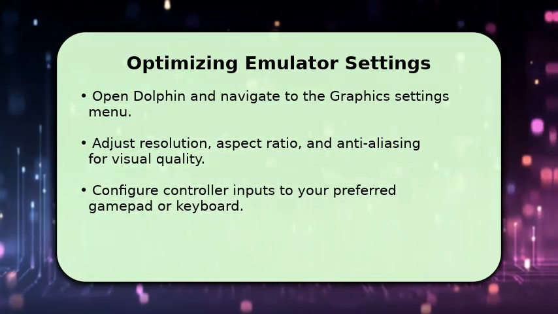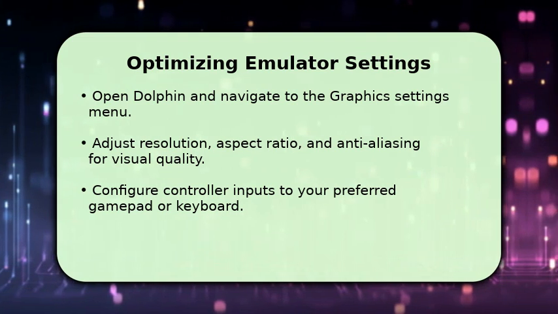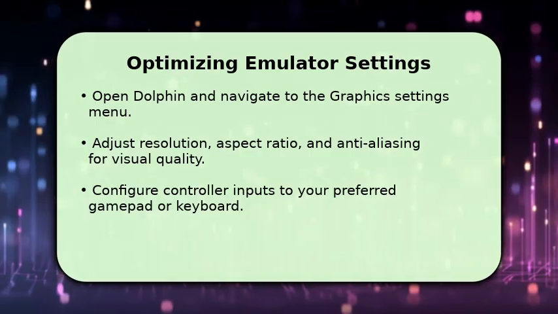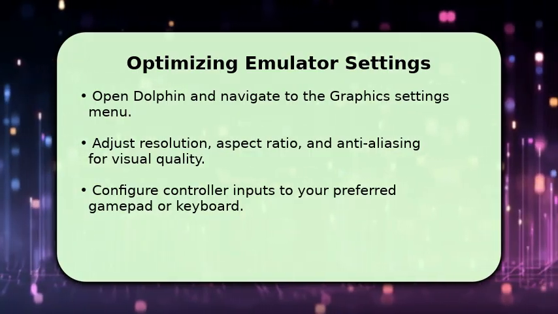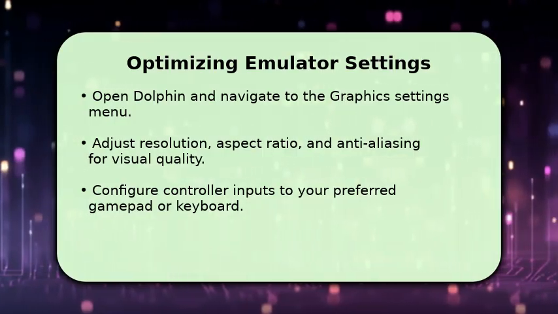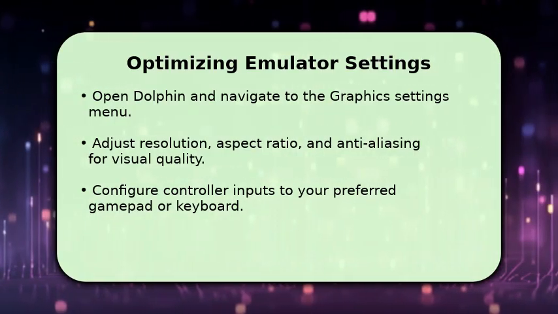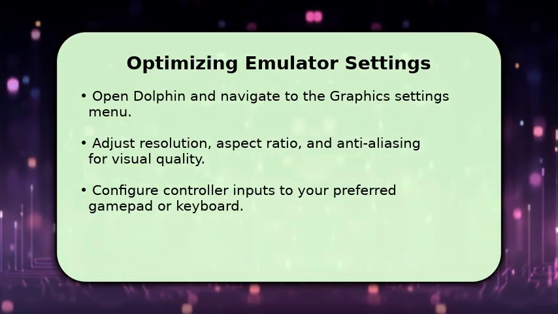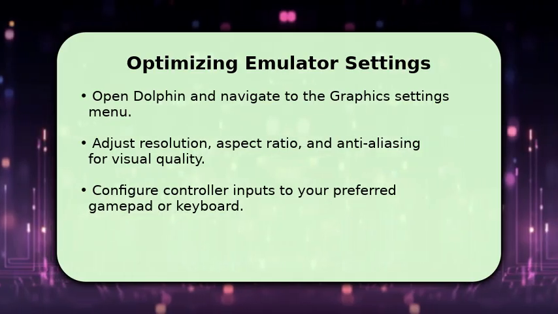Now, let's optimize your Dolphin emulator settings for the best performance. Open Dolphin and head into the Graphics Settings menu. Here, you can adjust the internal resolution, aspect ratio, and anti-aliasing to enhance the visual quality. Don't forget to configure your controller inputs, whether you prefer a gamepad or your keyboard. Taking a few minutes to fine-tune these settings will significantly improve your gameplay experience.